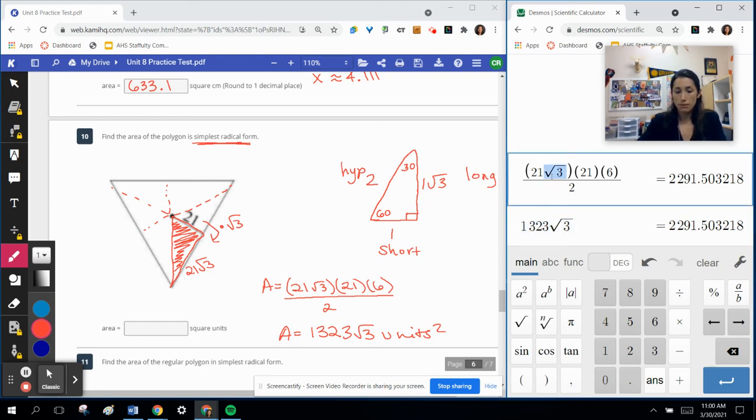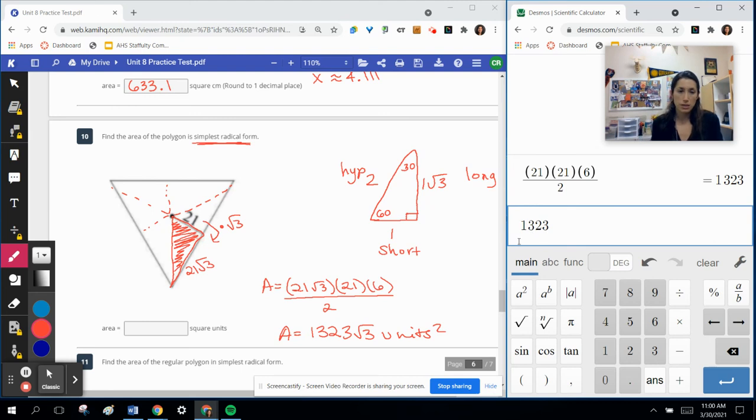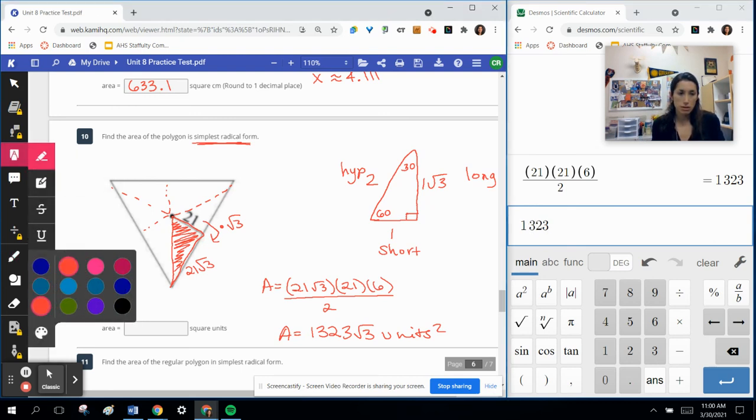So the way we get that is we take just the numbers here. We've got 21, 21, 6 divided by 2. That's how we get this number here. And then we are not multiplying out the square root of 3 because we want it in exact form.